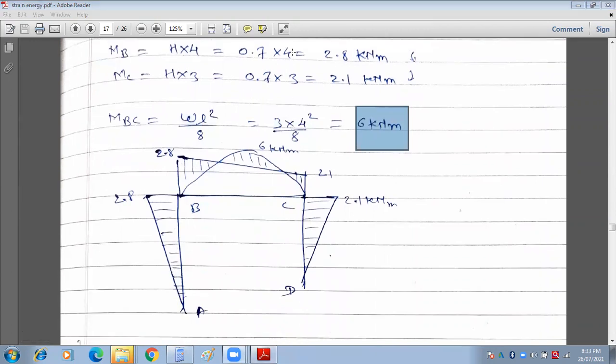To draw the bending moment diagram, the values of moment at B and moment at C that we have calculated are 2.8 and 2.0 here. The moment at A will be 0 because support A is hinge supported, and support D is hinge supported. That's why these will be joined by an inclined straight line. Now over this fixed end moment diagram, we have to overlap the central span moment, that is WL square by 8, that is 6 kilonewton meter. The uncommon portion is your actual bending moment diagram of the given portal frame.